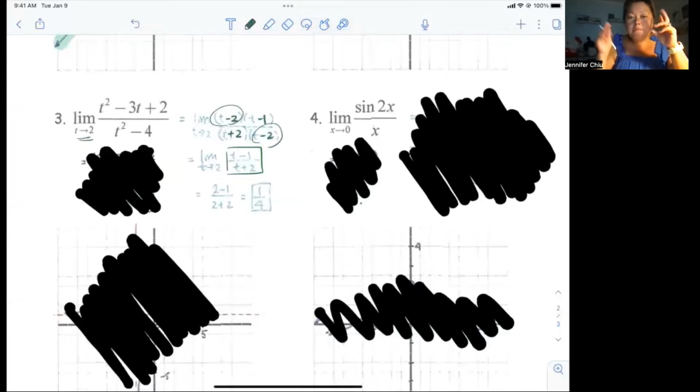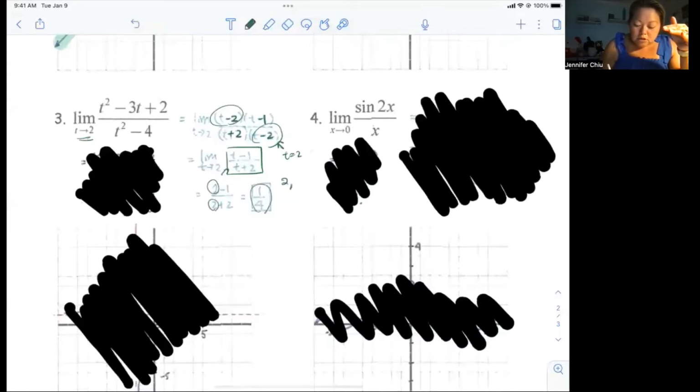And I wanted to know where my hole would be, my removable discontinuity would be. So notice how I then go ahead and solve for this. You get t equals 2. That's why I plug in the 2 into this function. So that's how you get 2 minus 1 and 2 plus 2. So my removable discontinuity is at 2, 1/4. Okay.